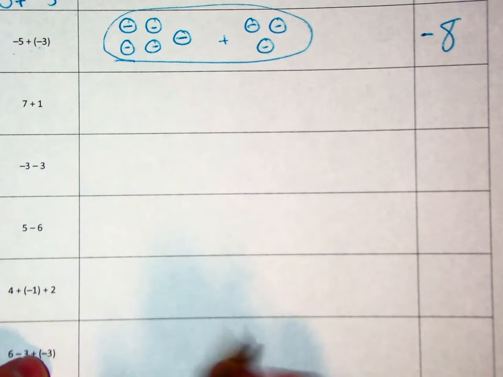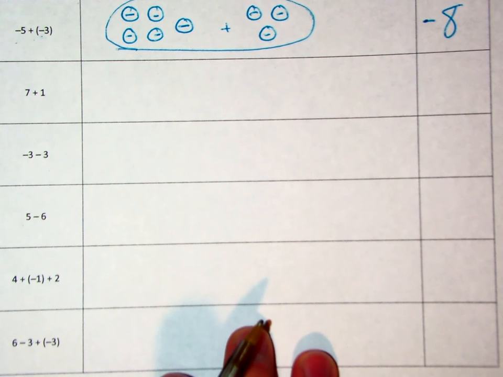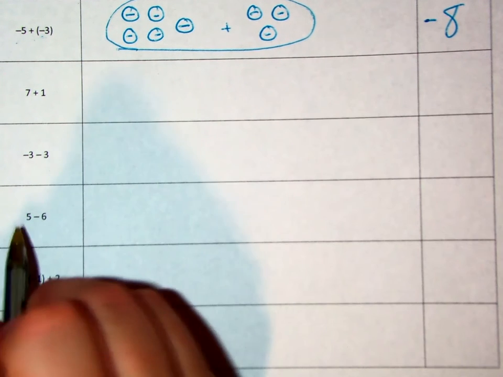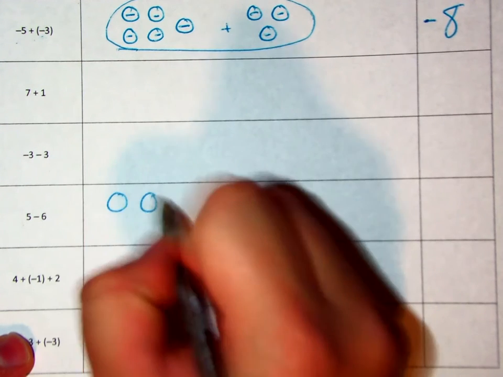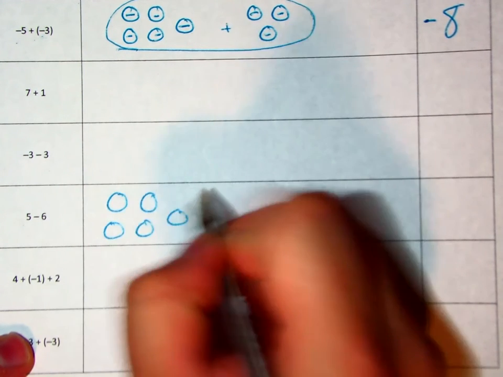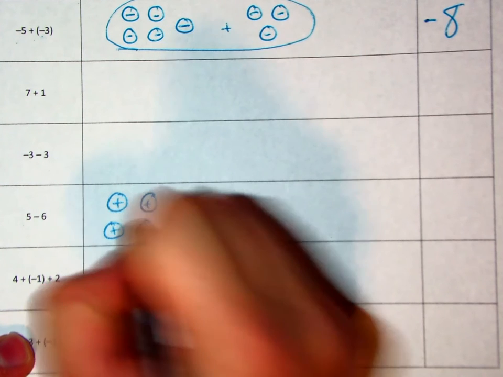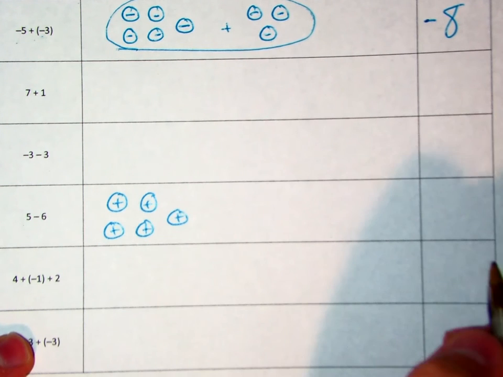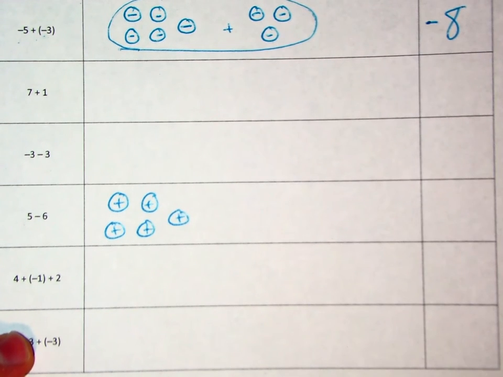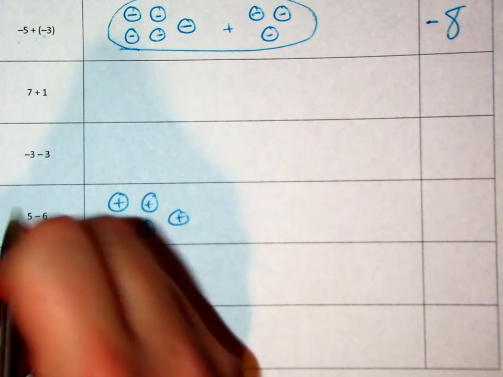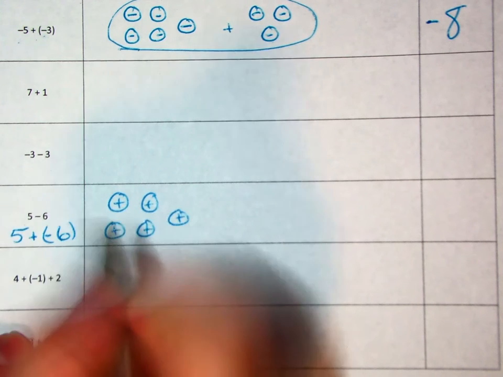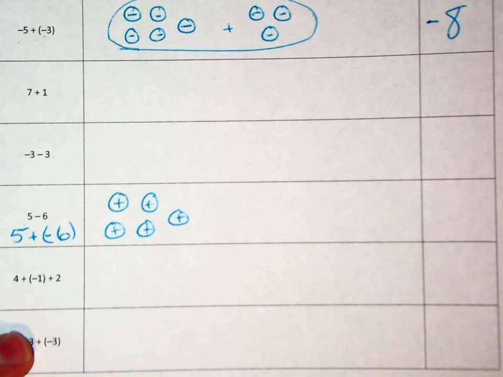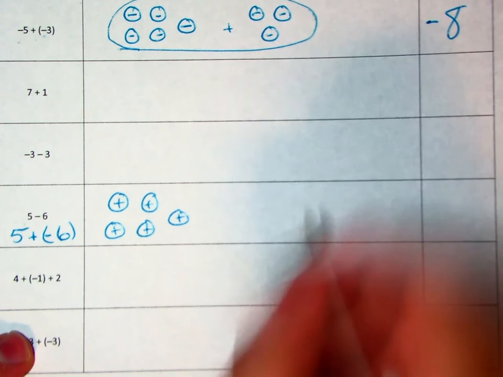Let's look at 5 minus 6. Our leading term in the expression is 5, and it is positive. So we will have 5 positive chips. And we're going to add to that 6 negative chips. So really, I could rewrite this expression as 5 plus -6, so that it becomes more clear that we are adding 6 negative chips.